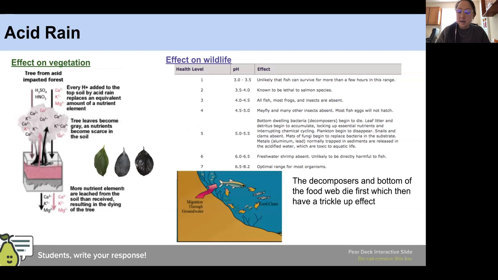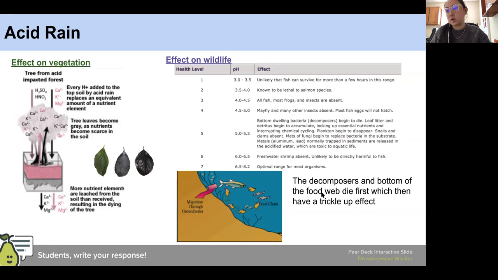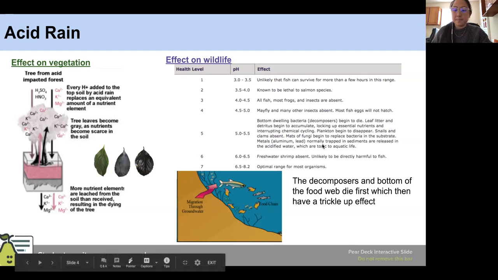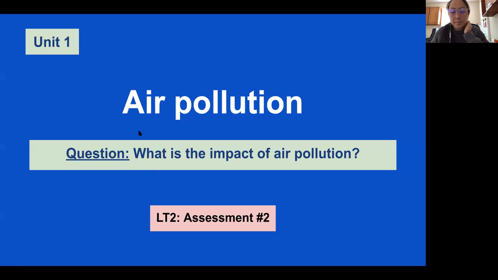As it affects the bottom level of the food chain, of course, the effect kind of travels upward. The decomposers in the bottom of the food web die first, which then has a trickle up effect, right? And so that's the effect on wildlife. So we've just summarized acid rain, which is a really important secondary pollutant for us to know. The other one is the photochemical smog, which y'all had a chance to read about for your homework.